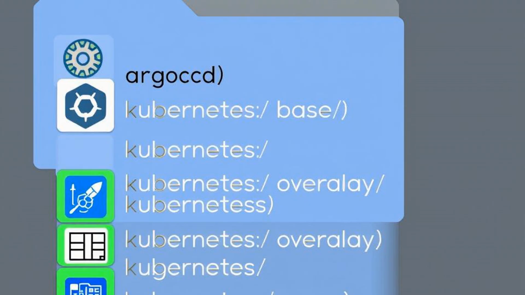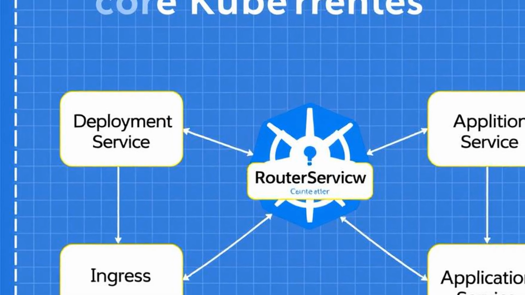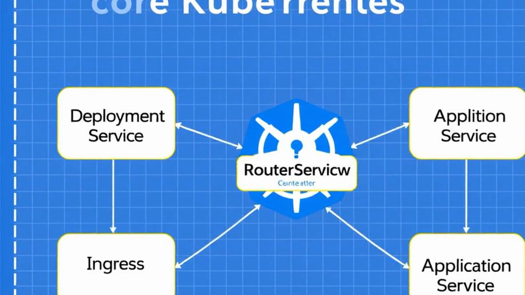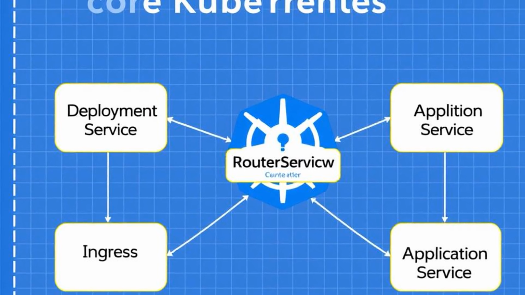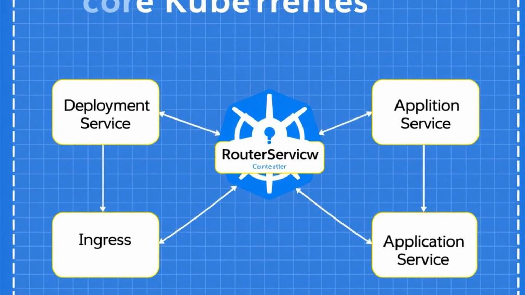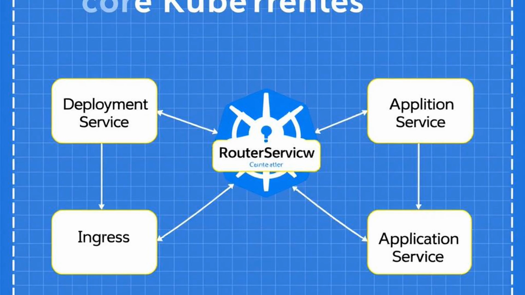Let's break down the project structure that enables this. Our demo repository is organized into several key directories. The argocd folder contains the ArgoCD application definition, which tells ArgoCD what to deploy and from where. Then, we have the Kubernetes directory. Inside it, kubernetes/base/ holds the core, generic Kubernetes manifests for our application, the deployment, the service, the router service, and the ingress. These are the building blocks that will be customized.